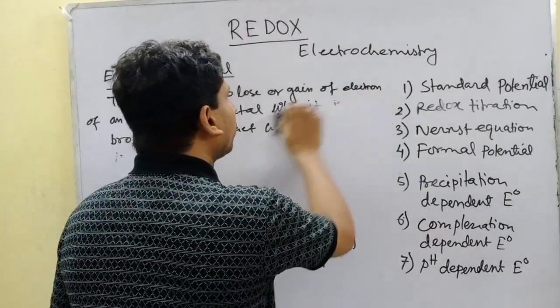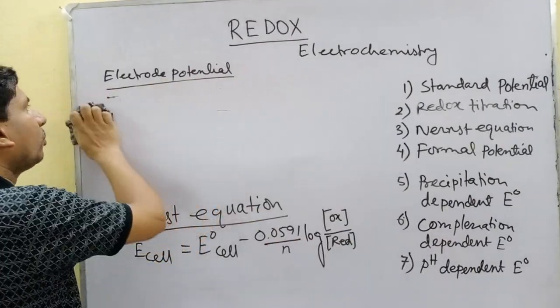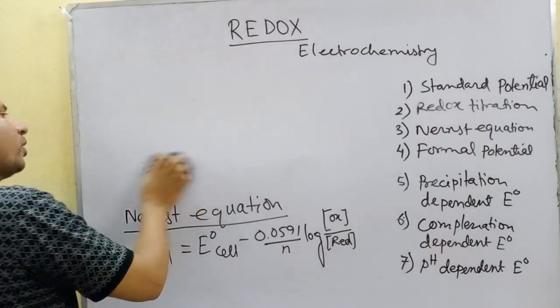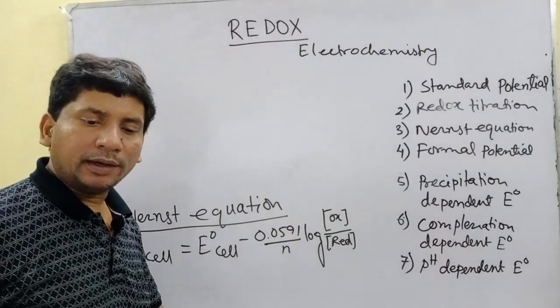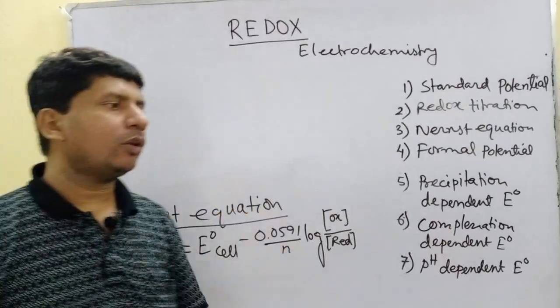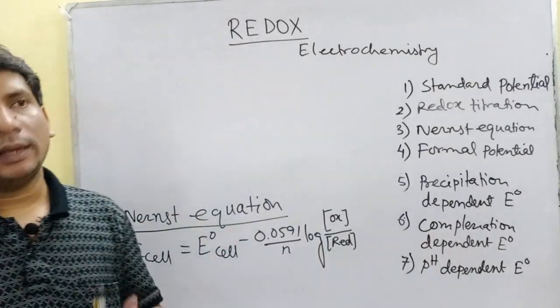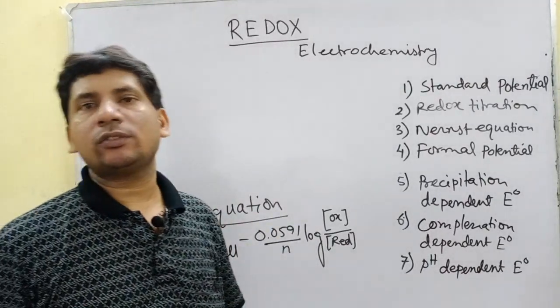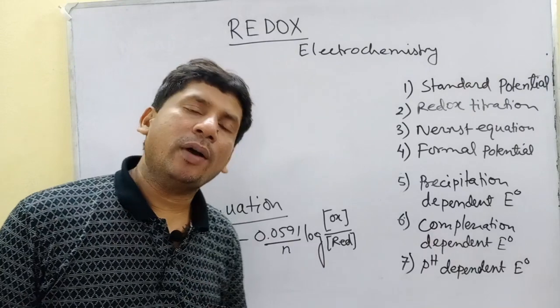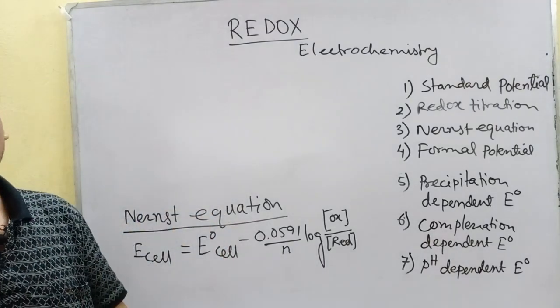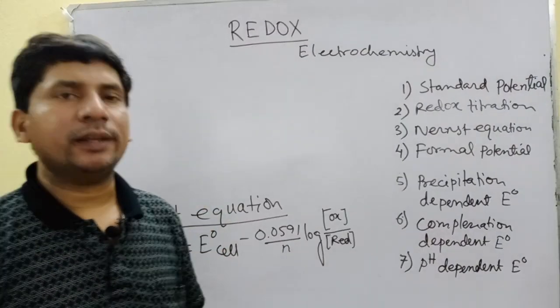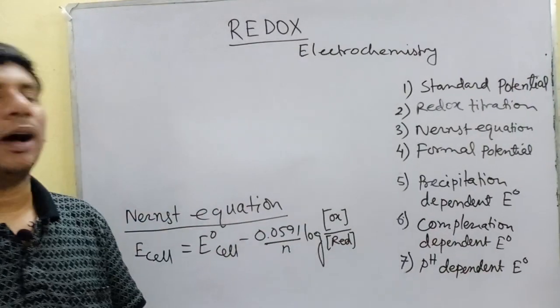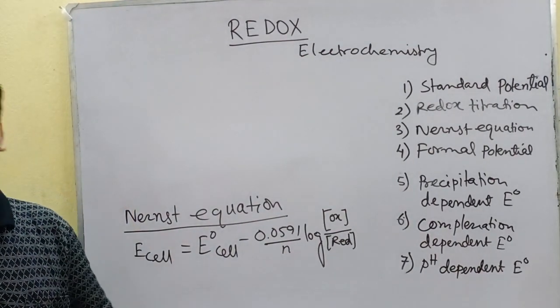Now, what is the standard electrode potential? The standard electrode potential is the tendency of an electrode to lose or gain electrons from its own ions in solution when the concentration of the solution is unity, that is 1 molar, at 25 degrees centigrade temperature.